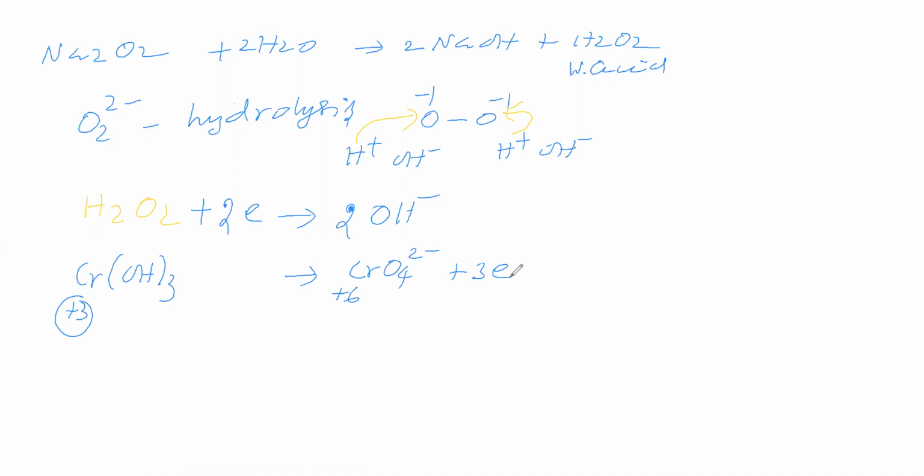Now let us balance this one. Chromium is 1. Oxygen is 4, but here 3, therefore we will write one water molecule. Hydrogen is 2, here 3, so 5 hydrogens. 5 hydrogens means here we will write 5H plus, but the medium is basic. Therefore we have to do it in basic medium. So in order to remove this H plus, we will write 5OH minus here and 5OH minus here.